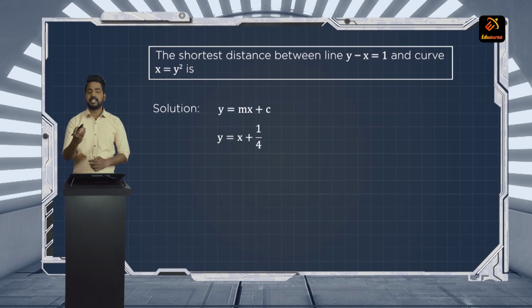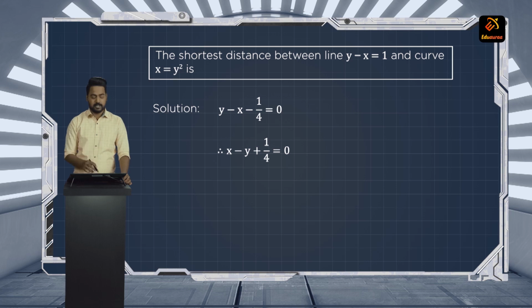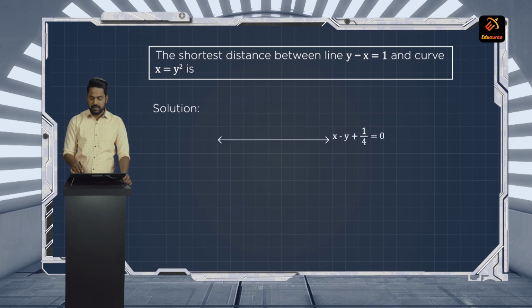Now if I take everything on one side, it will be y minus x minus 1 by 4 equal to 0. It means if I take x as positive, it will be x minus y plus 1 by 4 equal to 0. Now this is the equation of tangent, x minus y plus 1 by 4 equal to 0. And the other line, y minus x equal to 1, can be written as x minus y plus 1 equal to 0.